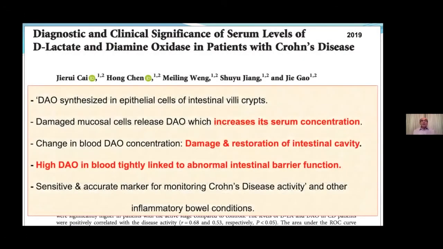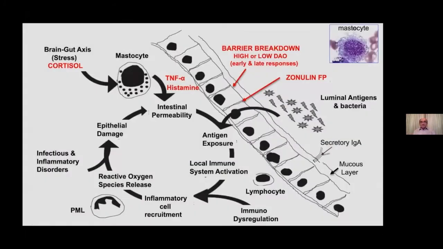And so that is a late mucosal injury, a decrease in DAO because of the destroyed or dysfunctional mucosa. And so we do know then that DAO is synthesized, as I said, in the epithelial cells of the villi and the crypts, and damaged mucosal cells will release DAO, which initially will increase its serum concentration. And you need to be aware that that happens in the beginning, and then after that, you get a decrease.